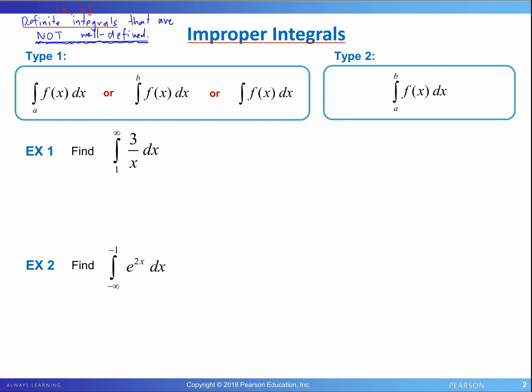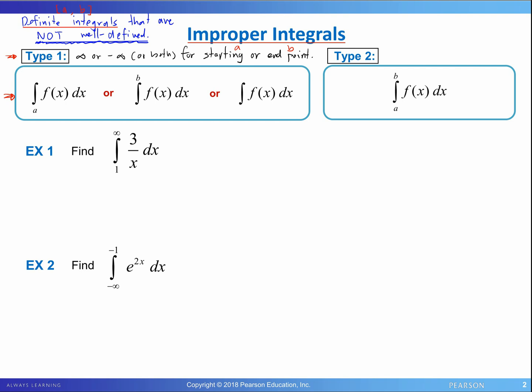Let's take a look here. It turns out that we have two types of improper integrals. Type 1 right here and type 2. Now let's take a look at type 1. It's when you have infinity or minus infinity or both for the starting point, which is A, or the endpoint, which is B.